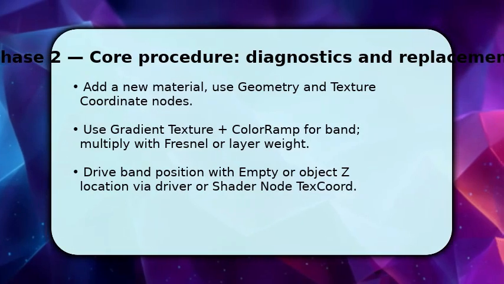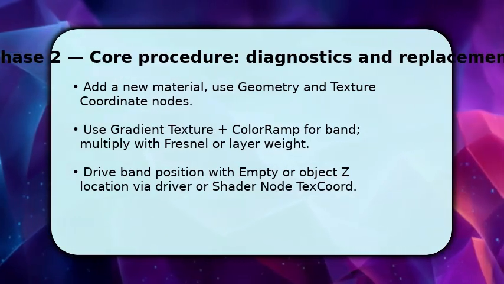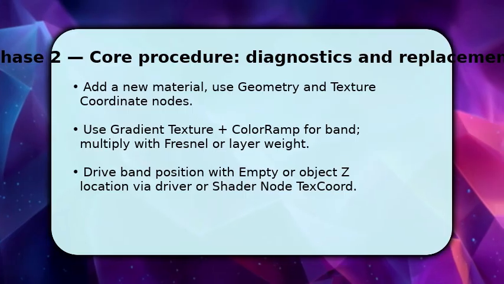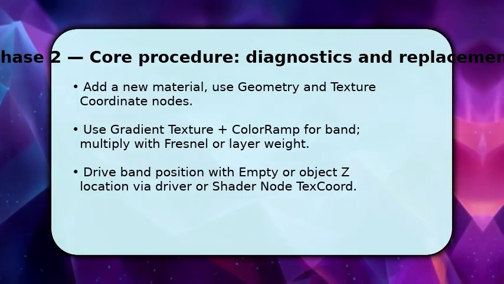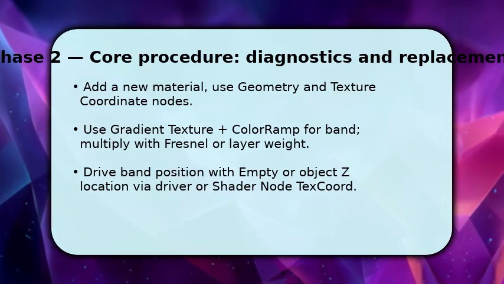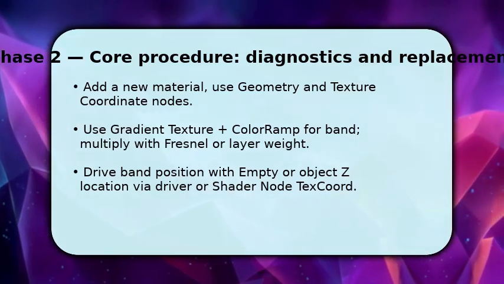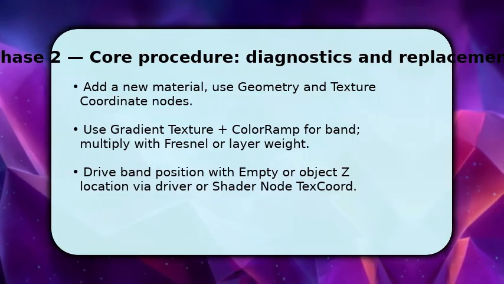Now you build the laser band itself. This is where you control look and motion. Create a material and plug a gradient texture into a color ramp to define the band. Multiply that with Fresnel or layer weight for edge falloff so it reads on curved surfaces.